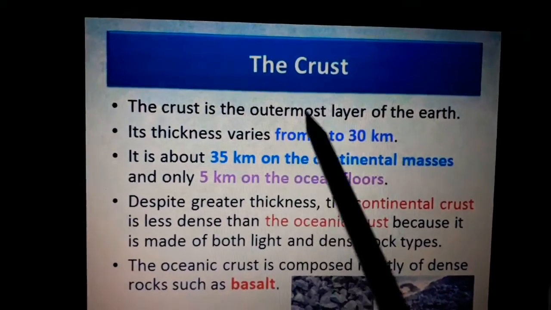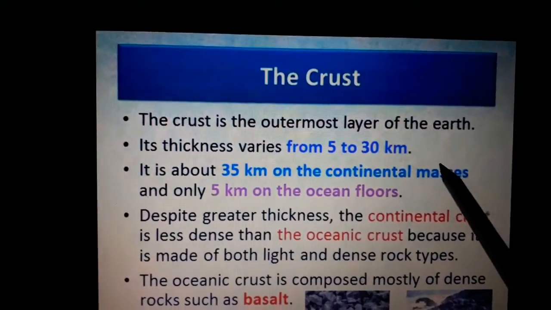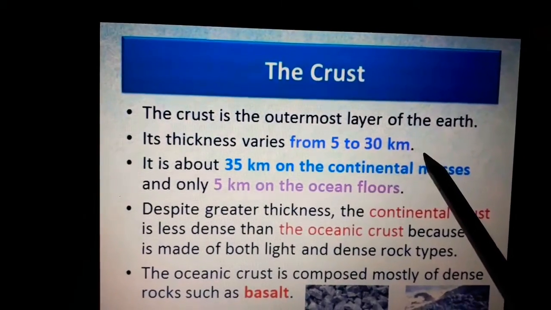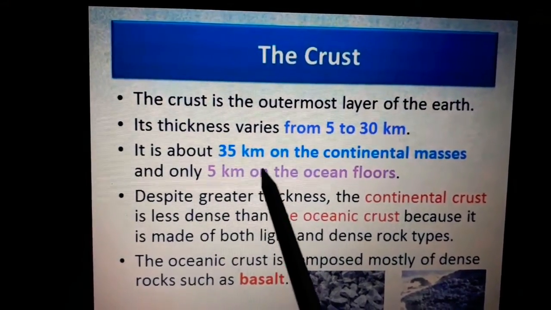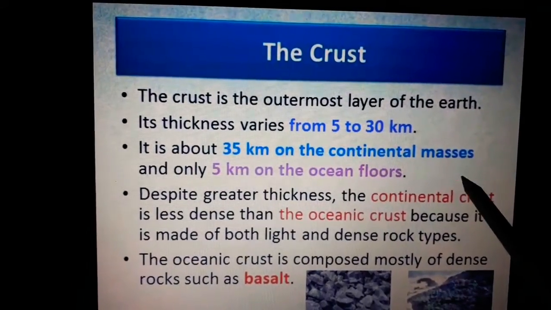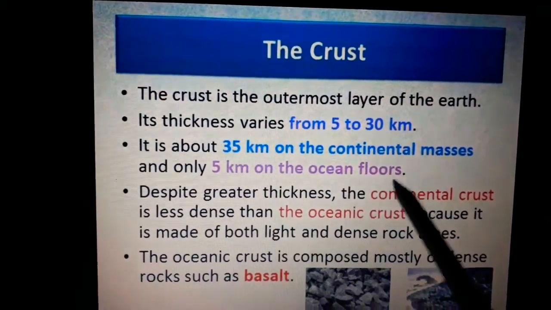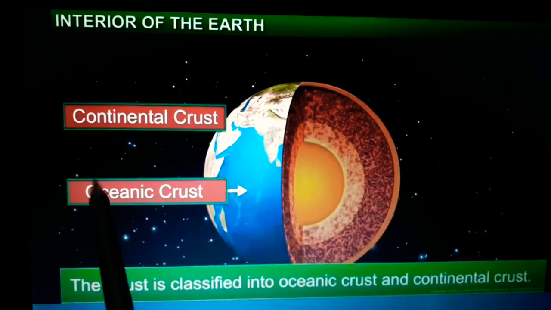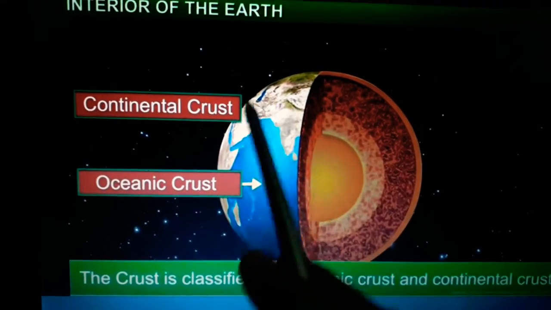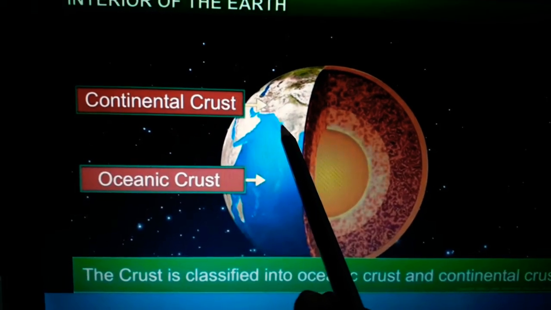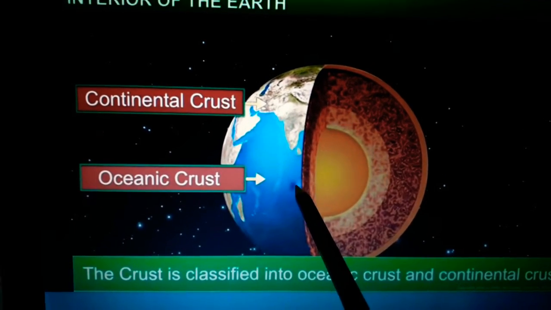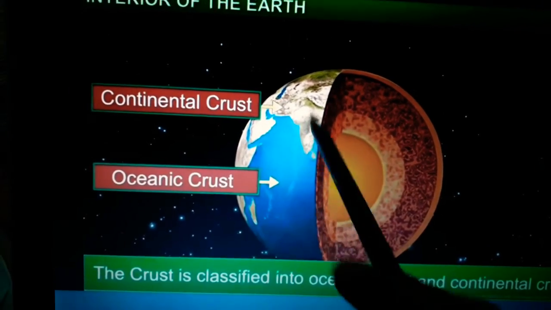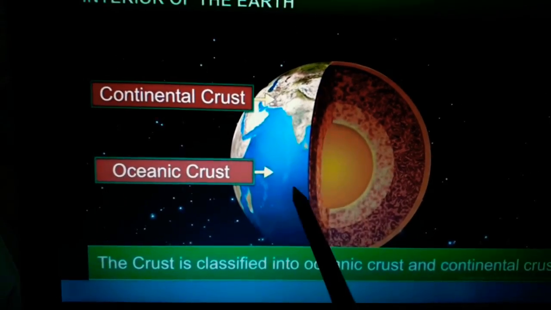The crust is the outermost layer of the earth. That surface layer is called crust. Its thickness varies from 5 to 30 km. It is about 35 km on the continental masses and only 5 km on the ocean floors. Okay, look at the picture here. Continental crust is full of lands. So we already know Earth's surface has 7 continents and 5 oceans, right? So continental crust is full of lands, oceanic crust is full of water.